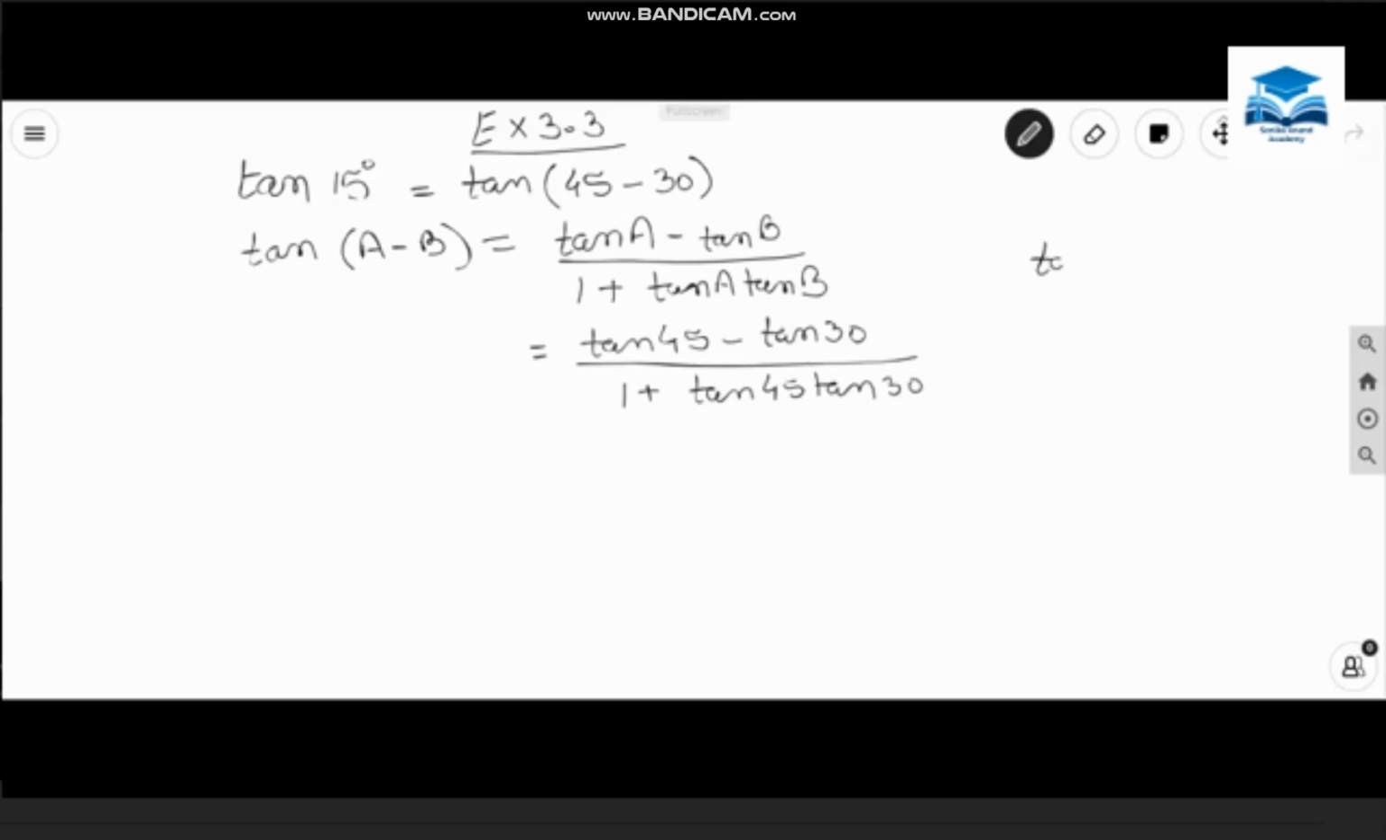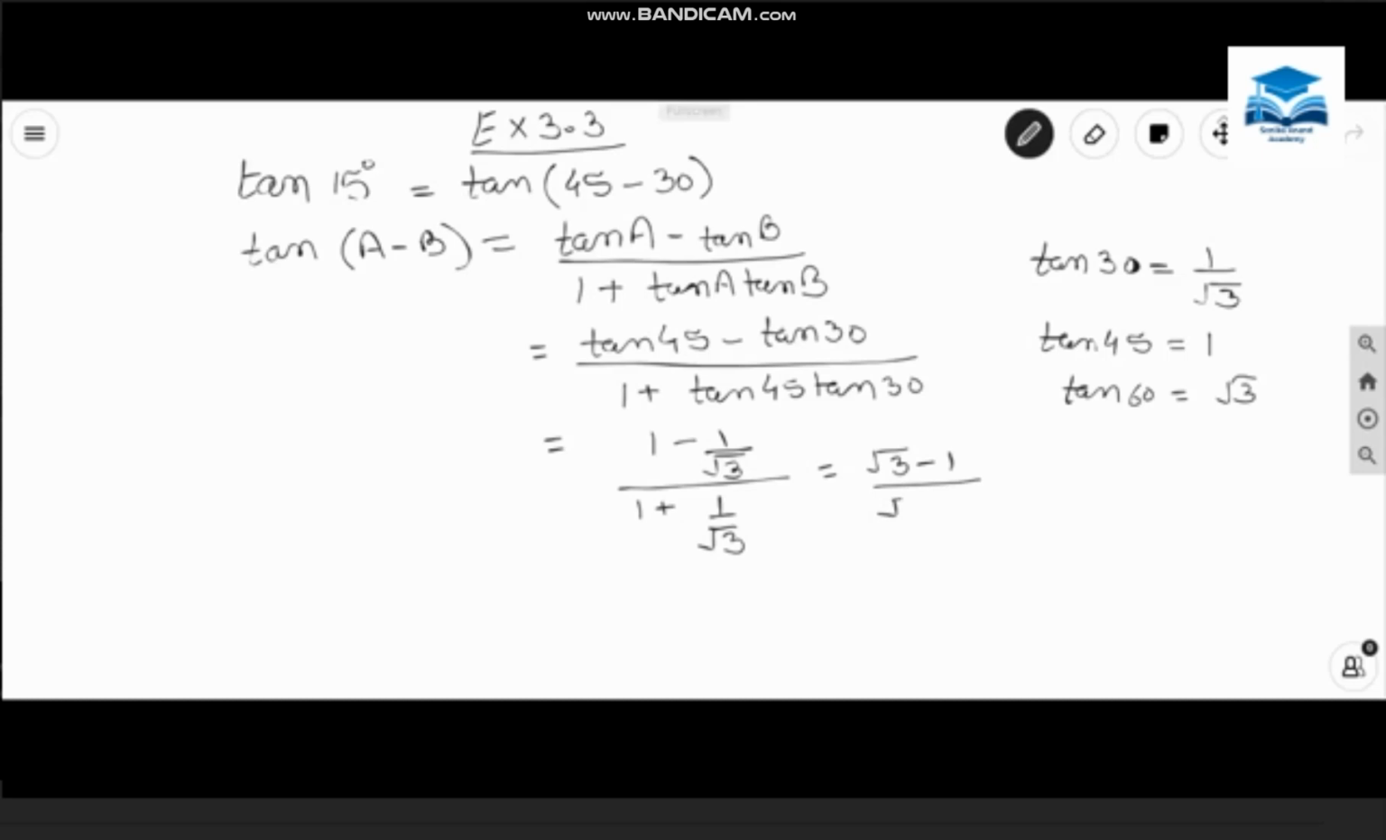I will tell you the value of tan 30 is equal to 1 by root 3. The value of tan 45 is equal to 1. And similarly the value of tan 60 degree is equal to under root 3. So please remember it. We get 1 minus 1 upon under root 3 upon 1 plus 1 upon under root 3. Now when we solve, we get under root 3 minus 1 upon under root 3 plus 1. We have to rationalize it.